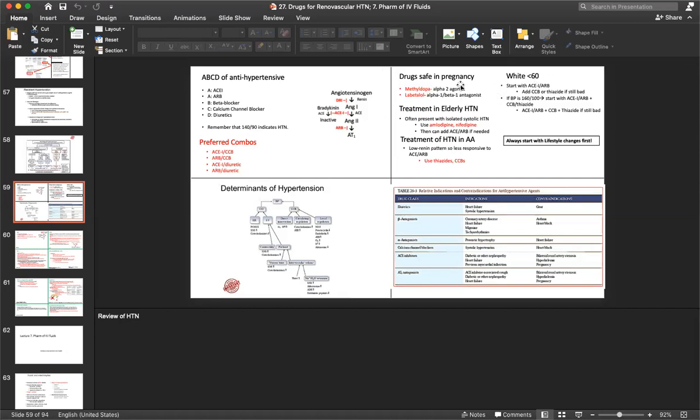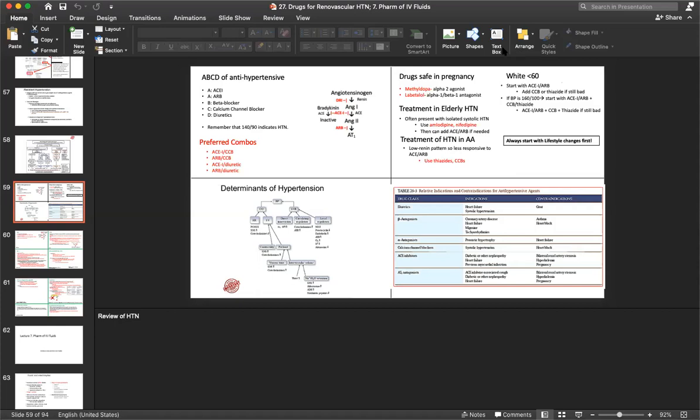Things safe in pregnancy are going to be methyldopa, which is an alpha-2 agonist, or labetalol, which is alpha-1 beta-1. In elderly patients, it's usually just going to be isolated systolic hypertension, so I would know to use amlodipine or nifedipine first, and then you can add an ACE or ARB if it's just systolic hypertension, not diastolic. In African Americans, they have a low renin pattern, so they're going to be less responsive to ACE and ARB, so use thiazides or calcium channel blockers like amlodipine or nifedipine.